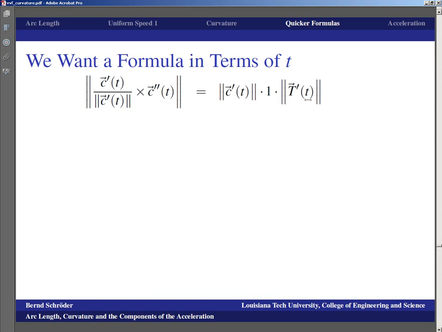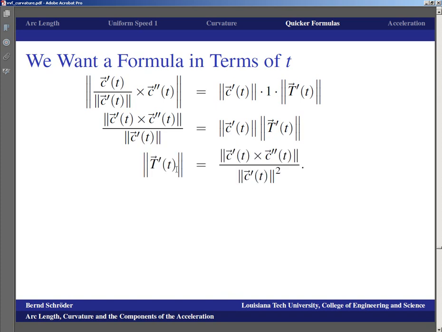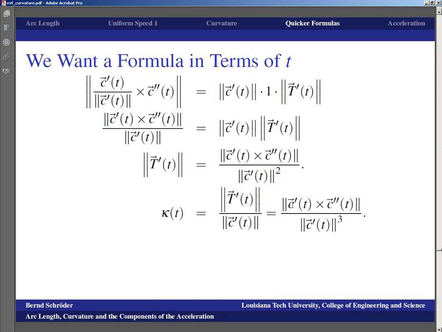And this is now really easy to solve for the T prime norm. First of all, I just drop the 1 here, and I put this in the numerator, right? If I have that, I can just multiply C prime with C double prime and then divide by the C prime norm. So I get the norm of C prime cross C double prime divided by the C prime norm, and that's equal to the C prime norm times the T prime norm. Well, okay, the C primes don't cancel, but we get the T prime norm being the norm of C prime cross C double prime divided by the C prime norm squared. And then the curvature is the T prime norm over the C prime norm, which means the curvature is the norm of C prime cross C double prime divided by the C prime norm cubed.